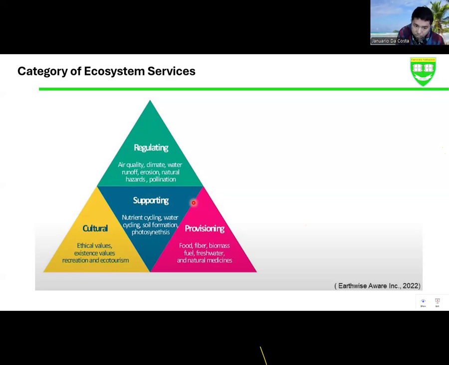And supporting services such as nutrient cycling, water cycling, soil formation, or photosynthesis. Those are some of the things.